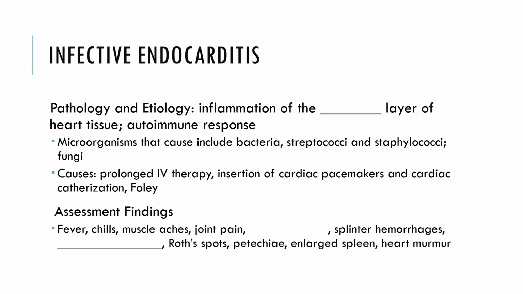They can also have Roth spots. These are white spots in the retina surrounded by areas of hemorrhage. Petechia, enlarged spleen, and heart murmurs. This can defect the valves, which can develop vegetations on them, which are fibrous substances growing on the valve.